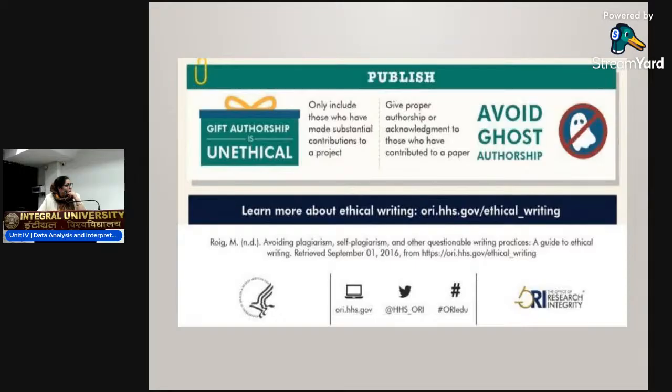When you reach publication, only include those who have made a substantial contribution to a project. So gift authorship is unethical. Avoid ghost authors. So give proper authorship or acknowledgement to those who have contributed to a paper. Fine? And if you want to learn more, go to this website.